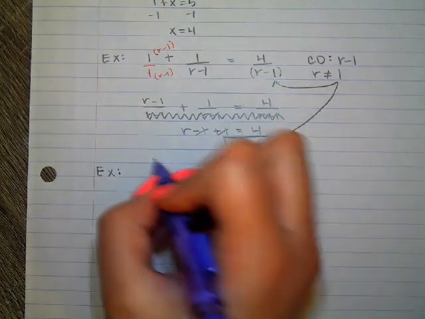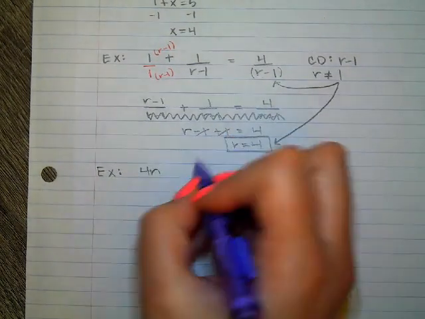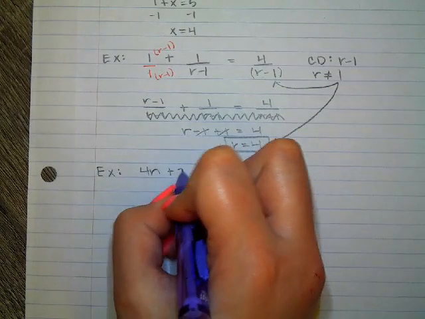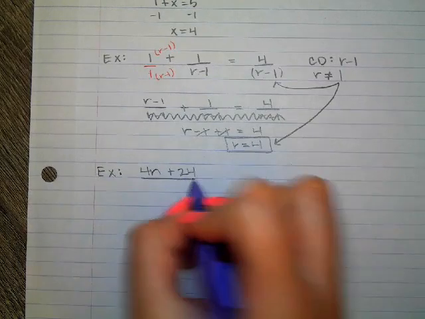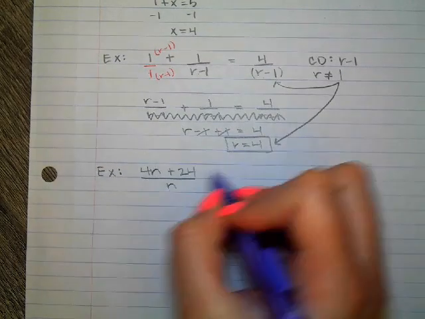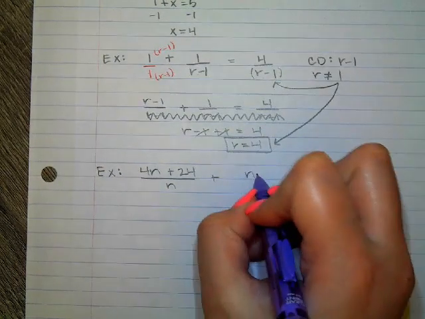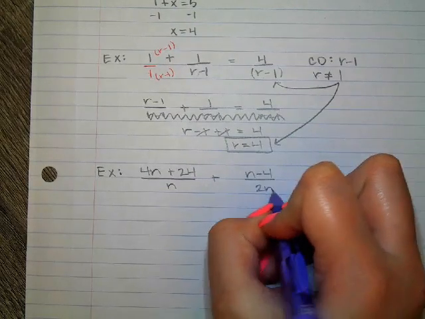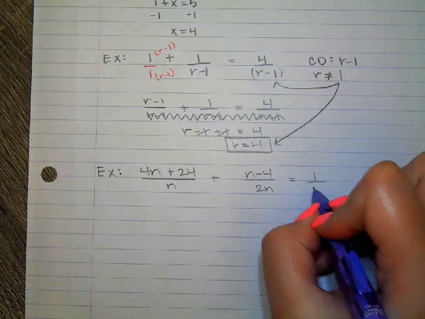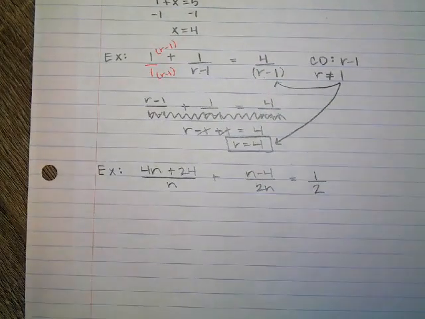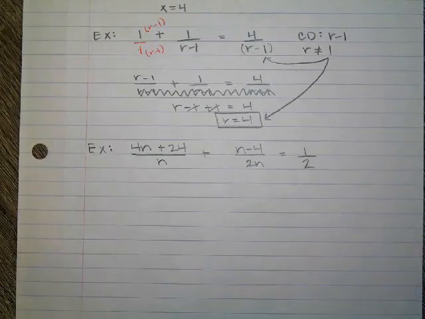The problem is 4n plus 24 over n plus n minus 4 over 2n equals 1 over 2. All right, so here is the problem.